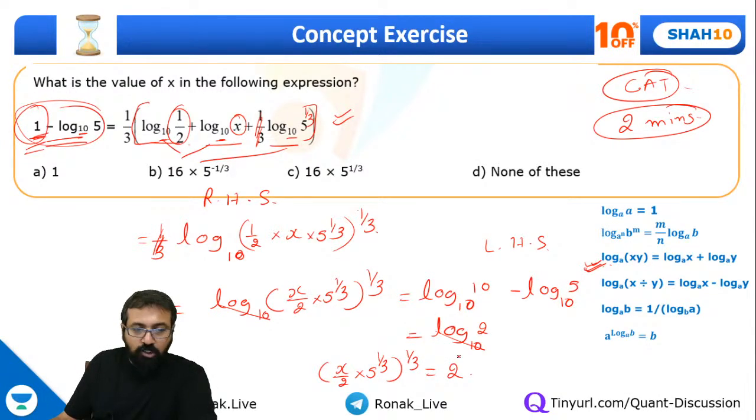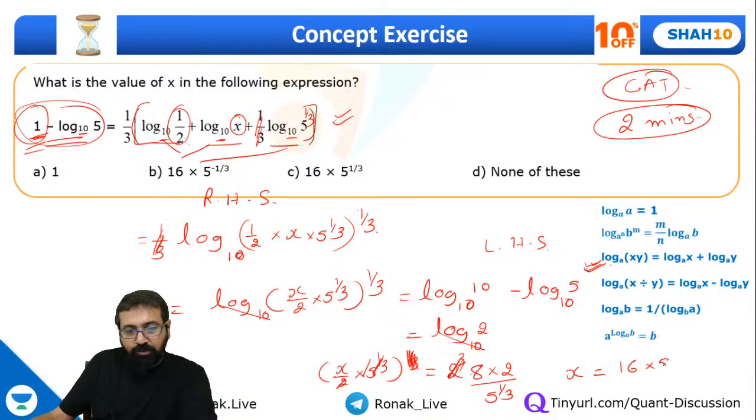First I'll cube both the sides. If I cube both sides, this 1/3 power will be eliminated. So this is 8, and this 2 will be multiplied over here. What will I get? 8 into 2, and this 5 by 3 will go in the denominator, so I'll get 5 raised to 1 by 3. So my x value will be 16 into 5 raised to minus 1 by 3.